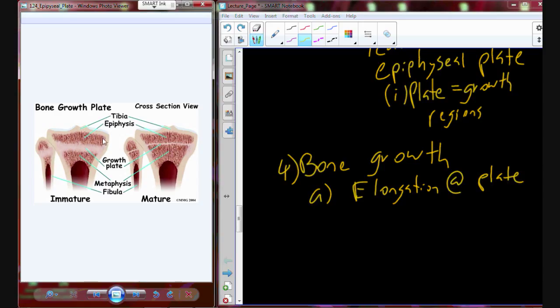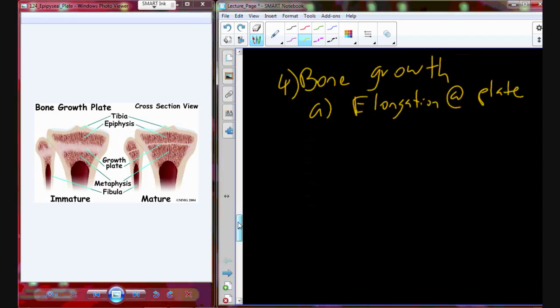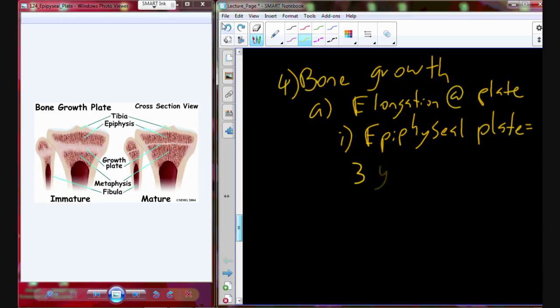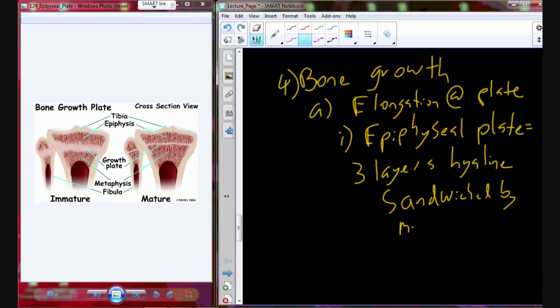So we can actually go and take a look at what's happening at that epiphyseal plate. And they've done this and looked at it under microscopic observation. And what we see when we get to that epiphyseal plate is three layers. It's going to be hyaline cartilage sandwiched by metaphysis.